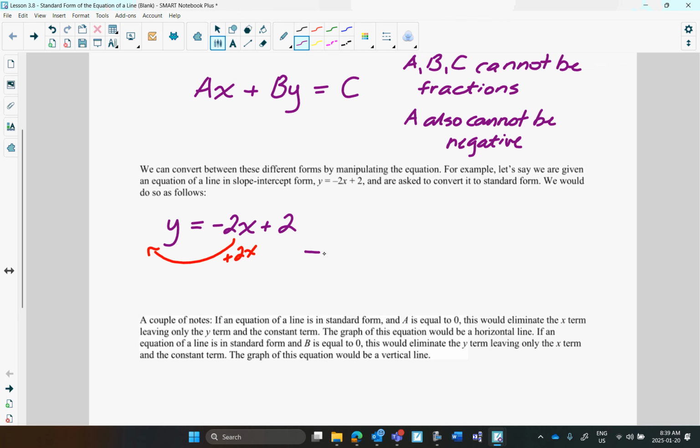And when I do that, I get positive 2x. There's still a plus y on the left-hand side. Remember, you can't combine those together. They're not like terms. And on the right side, the only thing that's left is positive 2. That's standard form, because we've got the x term, the y term, and the number on the right. There's no fractions. This is positive.